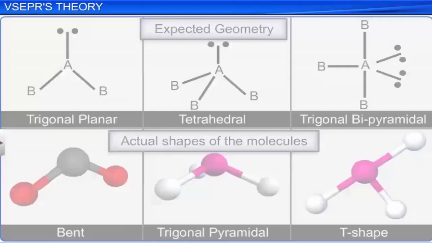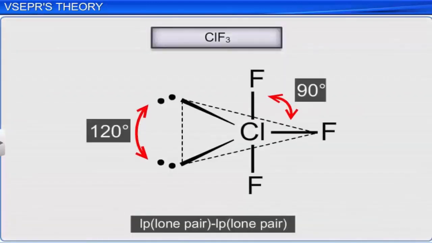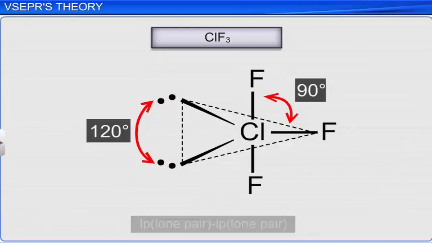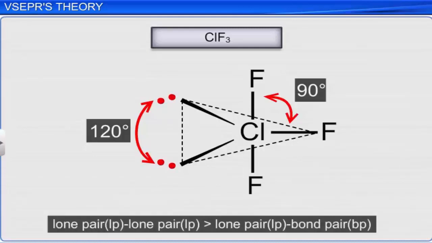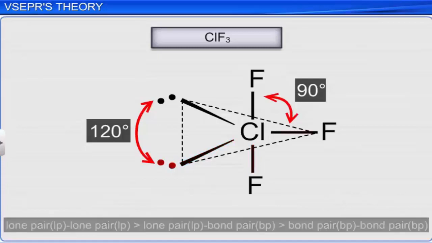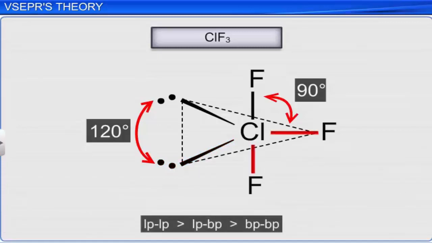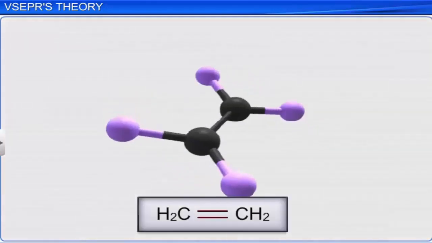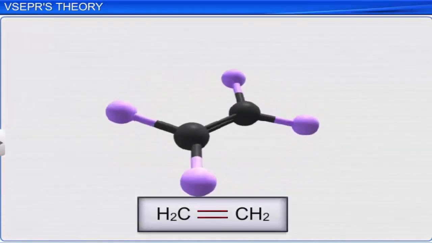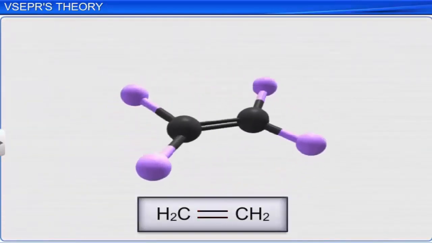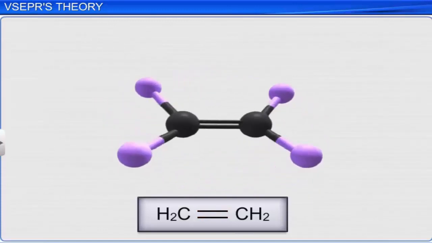In a molecule, the repulsion between lone pairs of electrons is always maximum. Thus, we can say that the repulsion between two lone pairs of electrons is more than that of a lone pair-bond pair, which is greater than that of two bonded pairs. Assume a multiple bond to be a single electron pair. Therefore, the presence of multiple bonds will not affect the shape of a molecule.